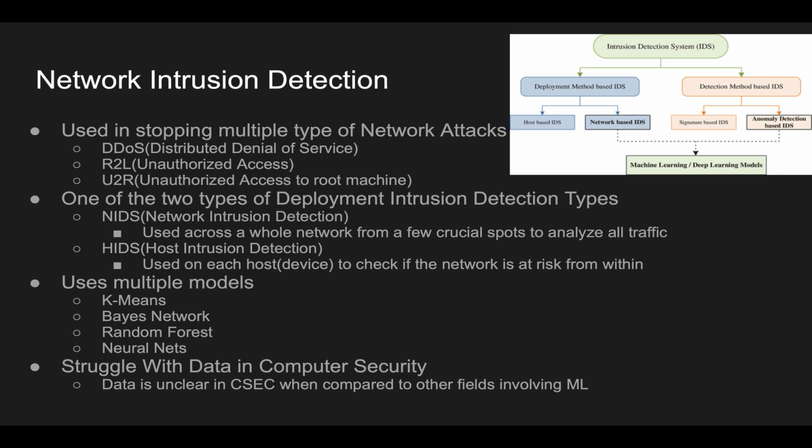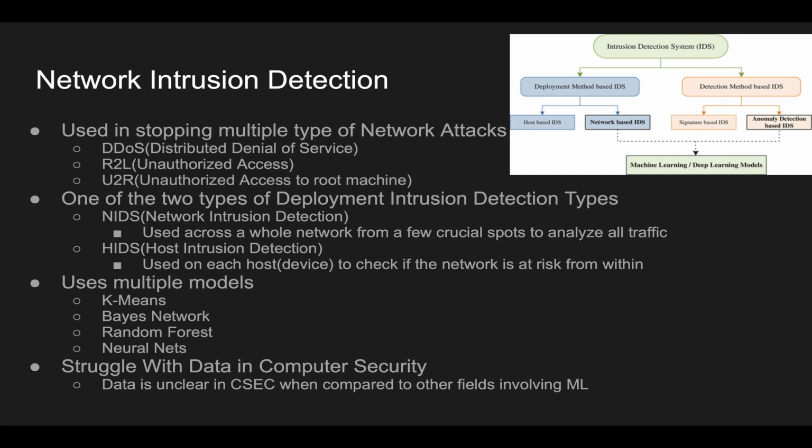So the difference is that network intrusion detection is used across the whole network at a few key spots to analyze all the traffic incoming and outgoing from the network, while host intrusion detection systems are used on each host within the network to detect if there's a problem internally and if a virus can be spread through the host. So today I'm only going to be talking about network intrusion detection systems because it's more widely used and it's used to identify attacks in real time, which is why it needs machine learning to make these quick decisions.